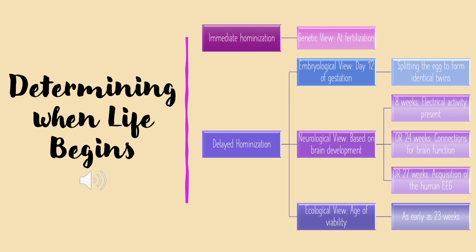And then there's the ecological view that says that life begins once the unborn fetus would be able to exist separate from the mother's biological environment. So the age of viability, when the fetus can exist outside of the womb. I know this sounds like a lot of similar information presented in different ways, and really that's exactly what it is. But the information may be presented to you in a professional setting in any of these ways. So I want you to have heard terms such as ontological status, immediate hominization, delayed hominization, and the different views of when life begins.